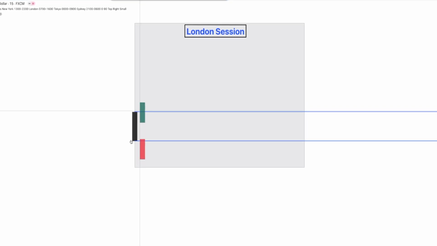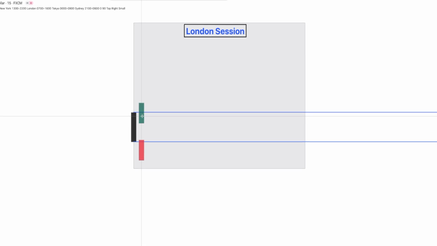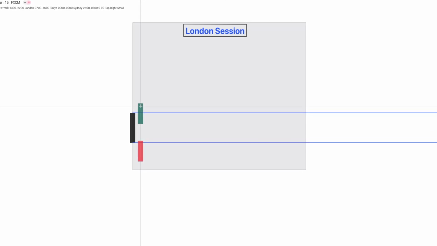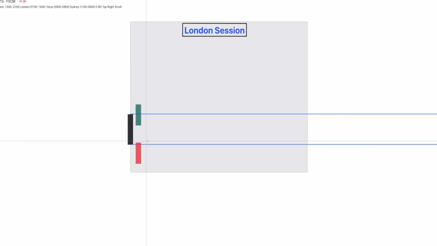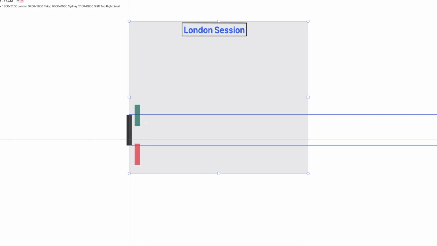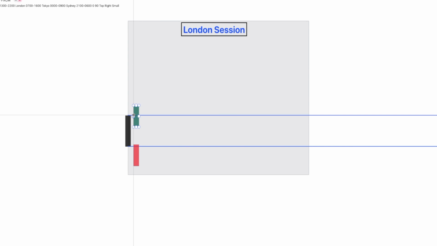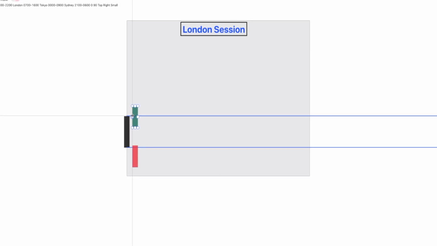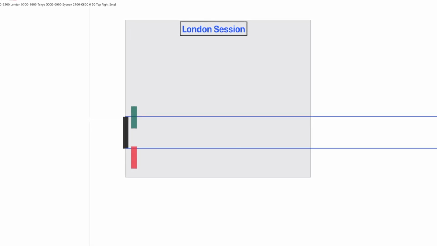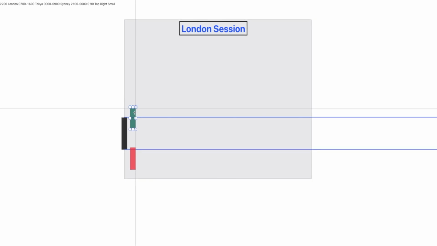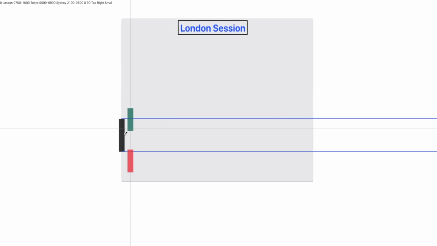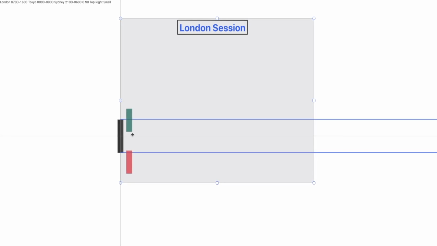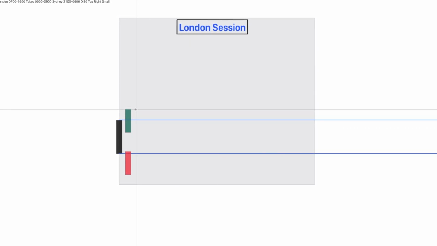Okay, after you've marked that, you want to wait for price to close above. Any candle that closes above either that high or that low will determine the direction of how you want to trade for that day. It will determine your bias for that day. So if the market closes above, like this green candle closed above this blue line, which is the high of the first candle of the London session, you don't take a buy trade immediately.